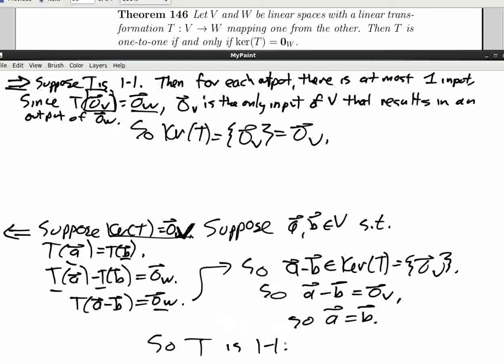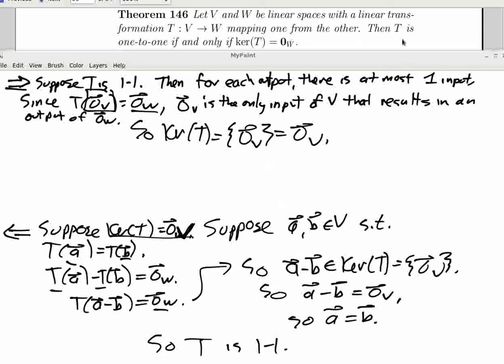So from here I conclude that T is 1 to 1. So why is T 1 to 1? Because I assumed that I had two inputs, two names for inputs anyway, that give the same output. Well, if this happens, that means that the two inputs were actually the same, which means that you can never have two different inputs giving the same output. That means that T is 1 to 1. So up here I showed that if it's 1 to 1, then you get the kernel is just 0V, and if the kernel is 0V, then you get this 1 to 1. So I proved this result.